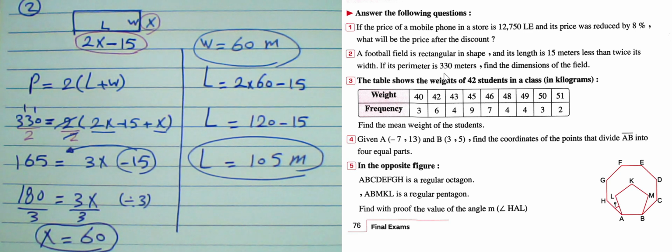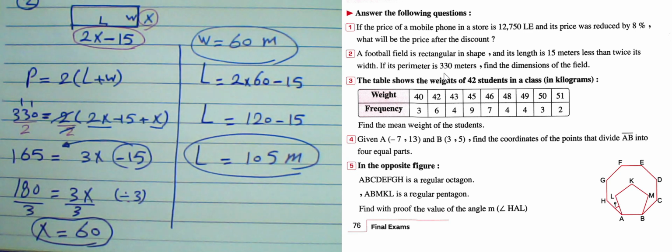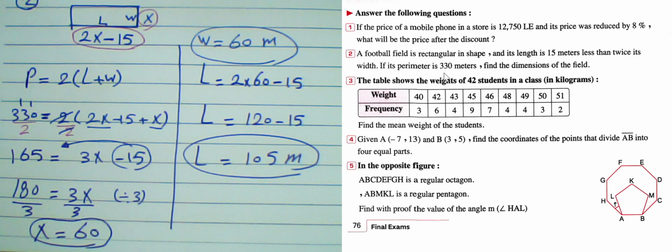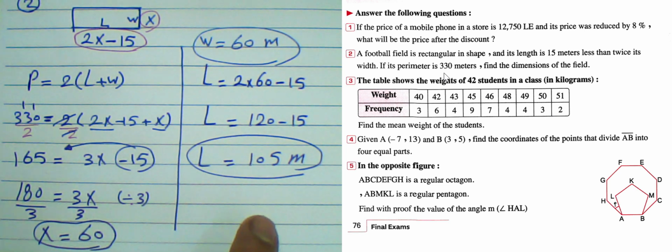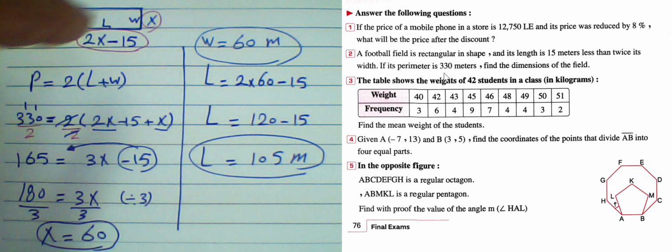Then you can find the area. Okay, here you want to find only length and width. Then the length will be 105 meters and the width 60 meters. If you want to find the area, you must find the product of length and width, because area equals length multiplied by width for a rectangle.